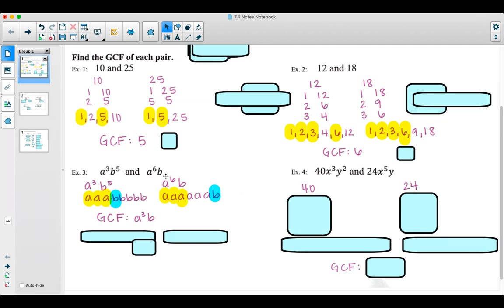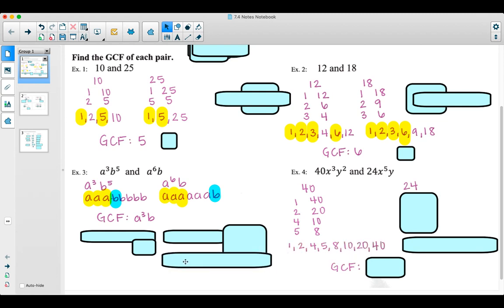In example 4, we're putting all of those skills together. We're going to have to find the GCF between 40x to the third y squared and 24x to the fifth y. So think of it like a 2-part problem. We want to find the GCF between the numbers and then the GCF between our variables. So for 40, I started just like before. I made my factor pairs. What are things that multiply to 40? So 1 and 40, 2 and 20, 4 and 10, 5 and 8. And I just like to rewrite in order from least to greatest to help me stay organized.